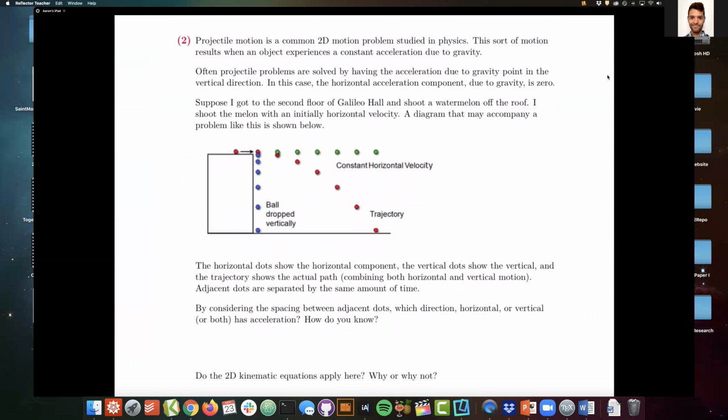Which is their acceleration, the vertical or horizontal? There's no acceleration in the horizontal because these dots are equally spaced apart from one another. The green dots correspond to the position in the horizontal direction. This delta x is always the same for the same delta t. The velocity is therefore constant, so the acceleration is 0.